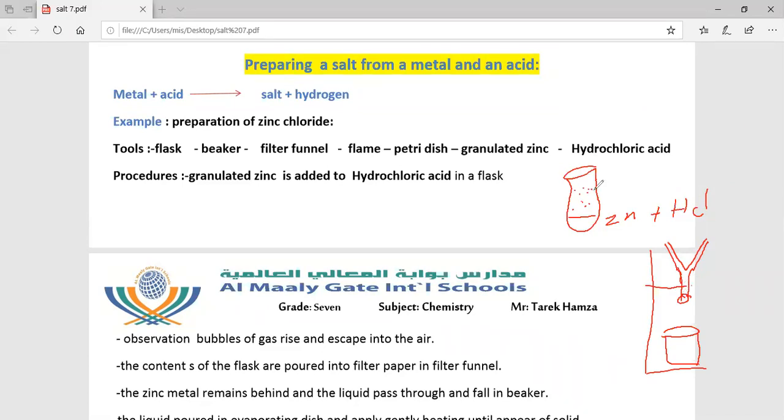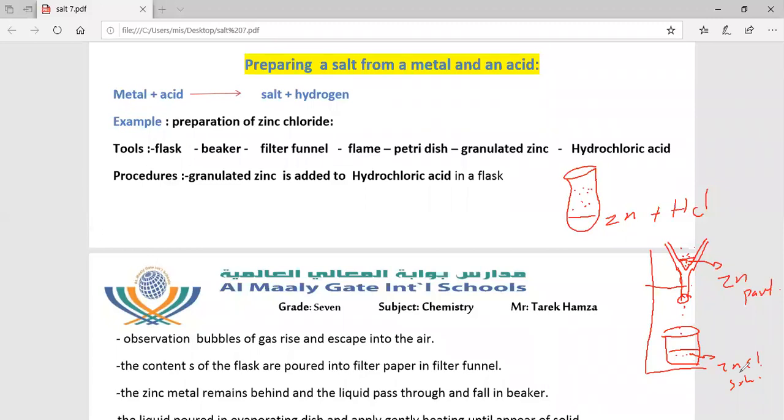We are going to pour the content of the flask into the filter funnel. Observation: liquid drops into the beaker, and there are residues on the filter paper. These residues are zinc particles, and this is the zinc chloride solution.